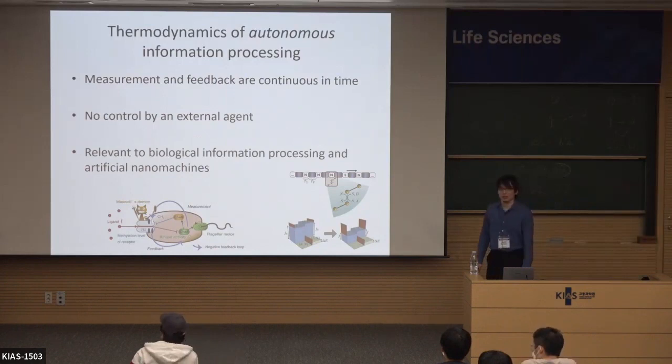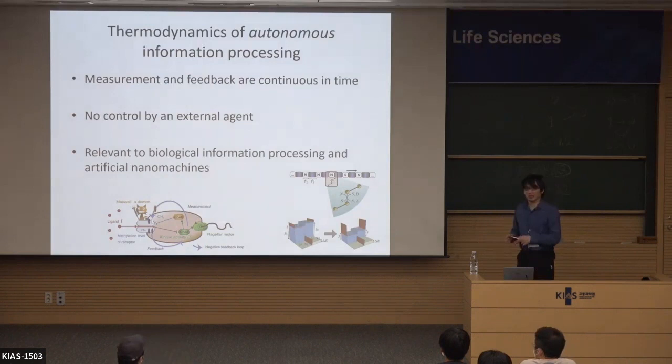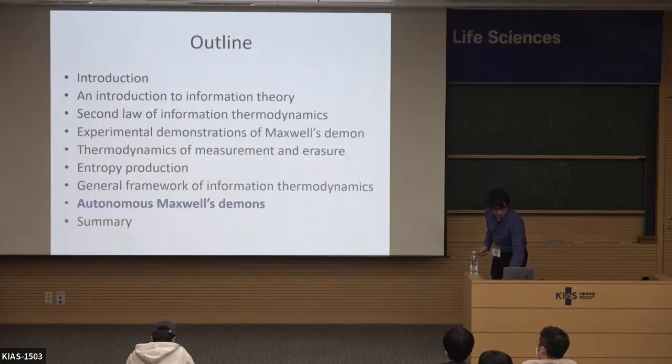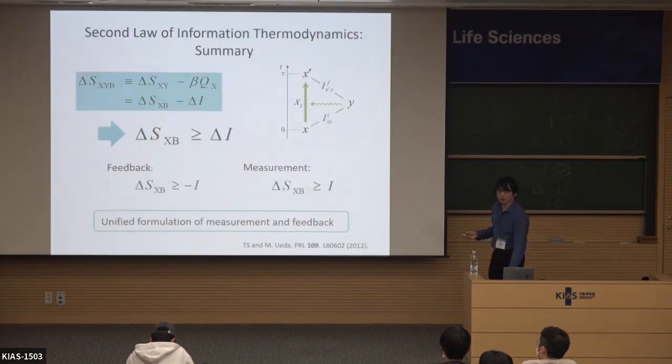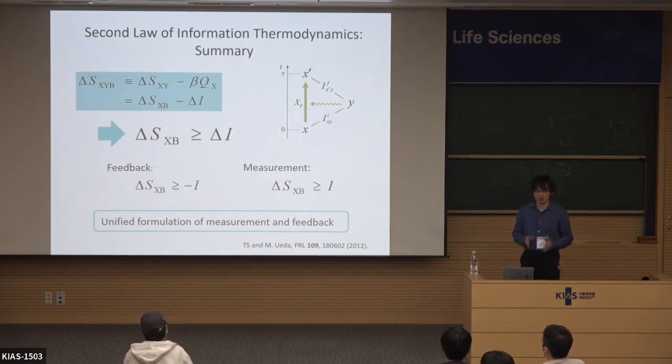Yes? Is there an erasing process in this system? Actually, no. I will talk about it later, but in this case, measurement and feedback are performed in parallel, and we cannot clearly separate the measurement process and the erasure process. If we go back to the triangle schematic, it is not essential to separate the measurement process and the feedback process. They are just a trade operation. So from now on I will not particularly separate these processes, but just consider an autonomous process described by the master equation.